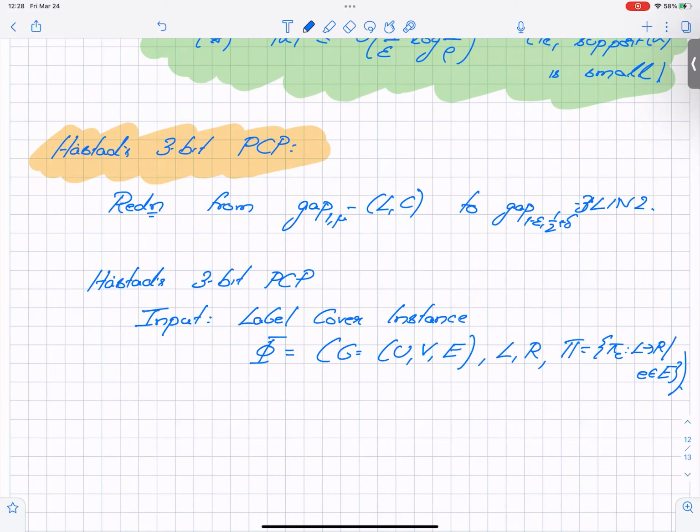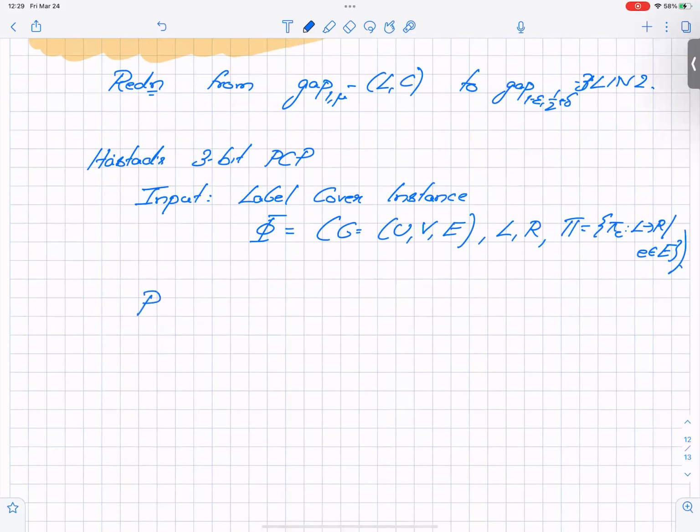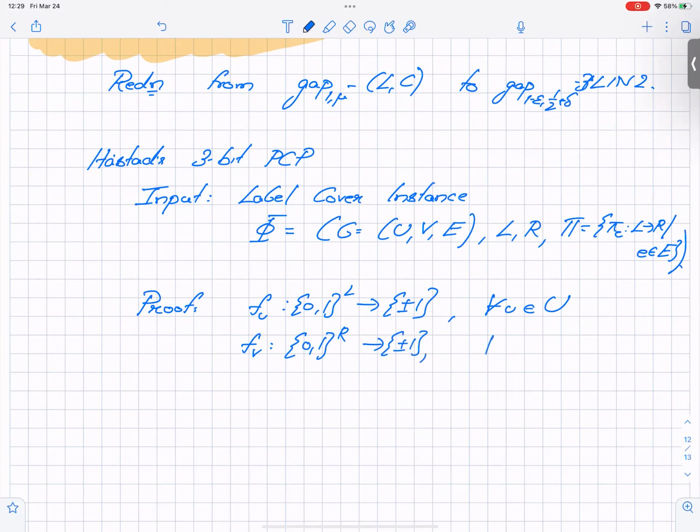I'm not going to give it as a reduction, I'll give it as a PCP. So there'll be a proof and it will make queries, and it will make 3 queries on every randomness, and the predicate will be an XOR of 3 things. So what will it expect as proof? It will expect f_U from {0,1}^L to plus or minus 1 for all U in the left vertices, and f_V from {0,1}^R to plus or minus 1 for all V in the right vertices.